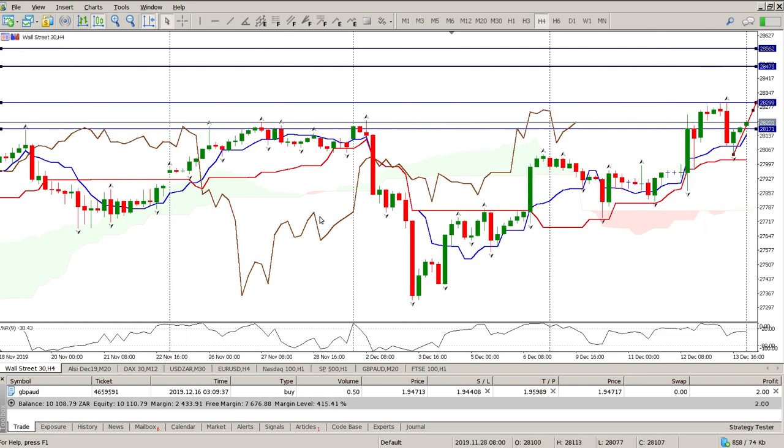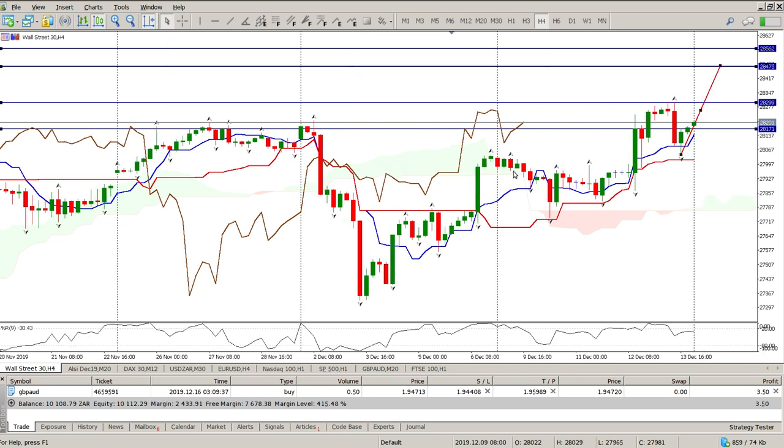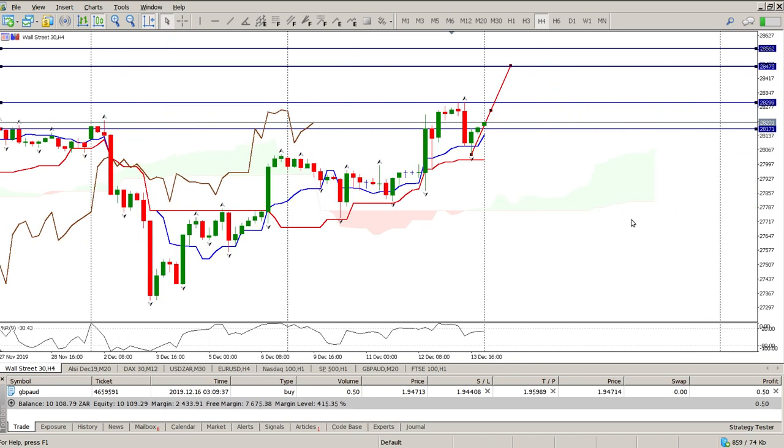Or shoulder, head, shoulder, with the neckline being right where price is at the moment, and we have got a close above it. So that would be a much bigger move. But I do believe that that is more than likely what we're looking for.